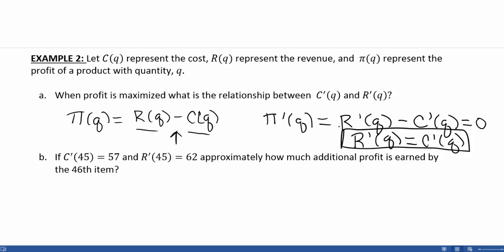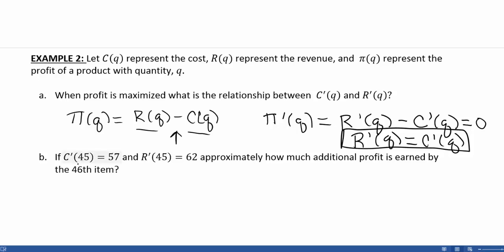Part B. If the marginal cost at 45 items is $57 per item, and the marginal revenue at 45 items is $62 per item, approximately how much additional profit is earned by the 46th item? Now, we have to be a little careful here, and our analysis is the 1 unit marginal analysis that we were doing when we were talking about derivatives before.